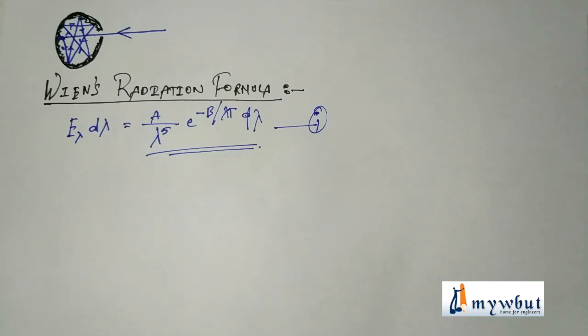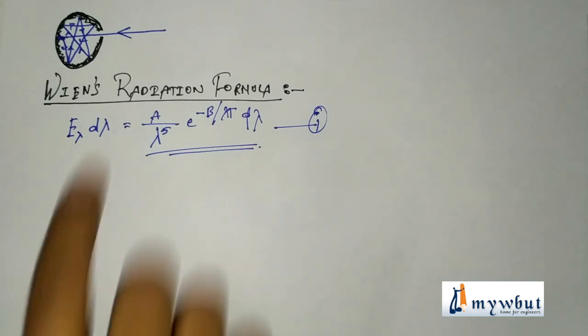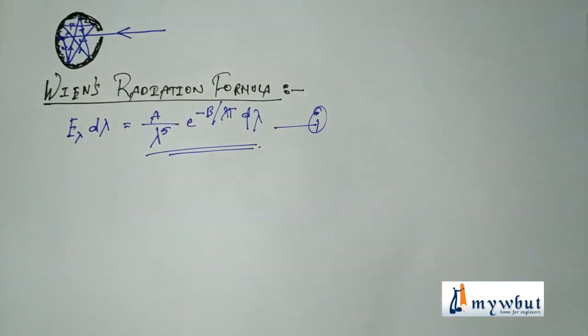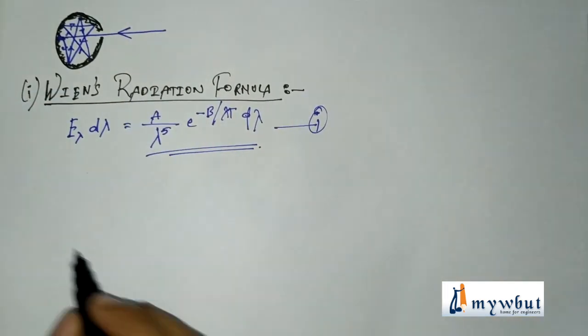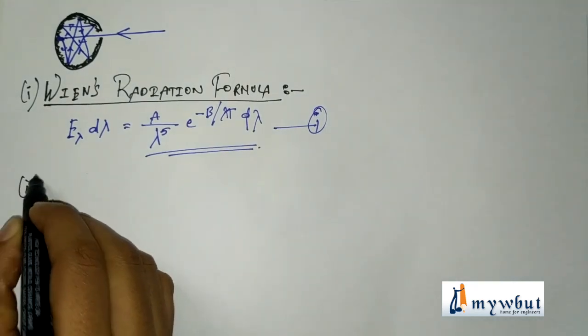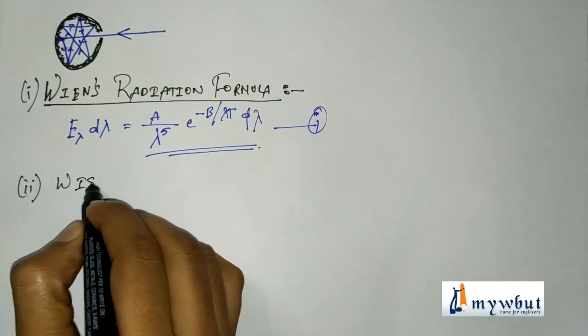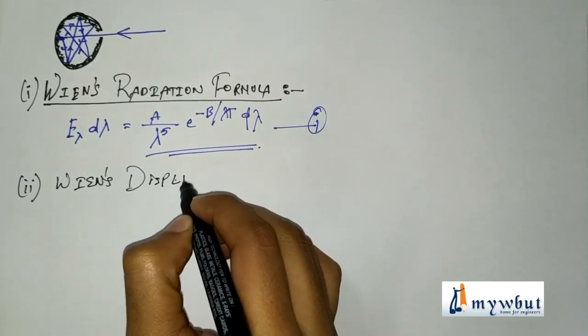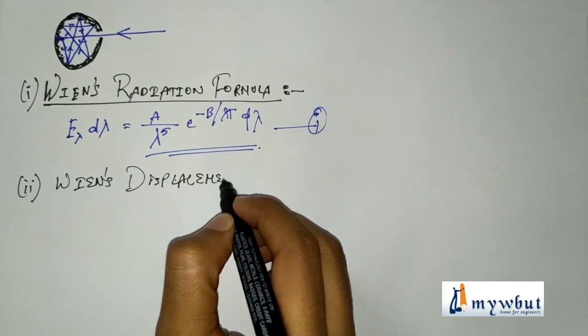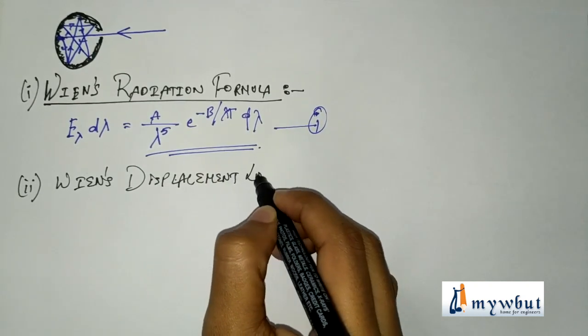What are the limitations of this formula? This radiation formula explains only the experimental results, and that is good enough. Now we'll go to the second law, that is Wien's displacement law. So this was the first law we've discussed, and now we'll be discussing Wien's displacement law.